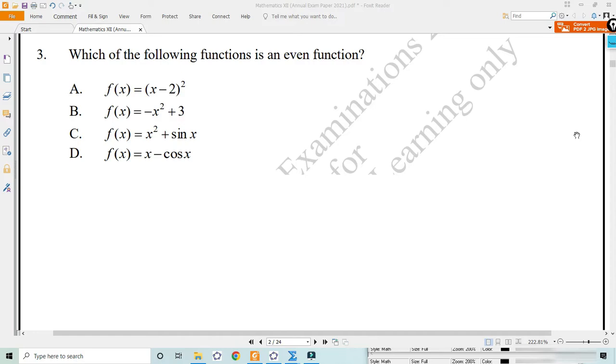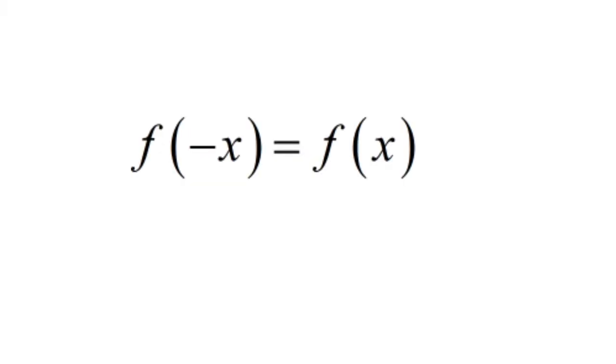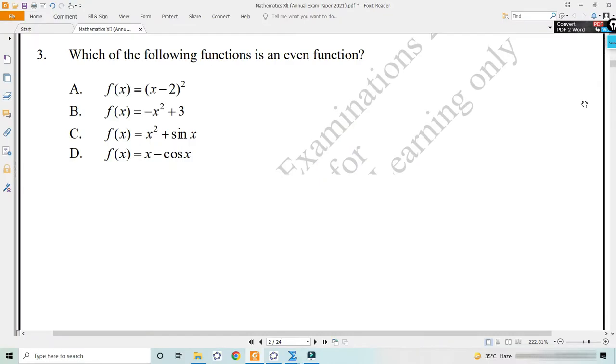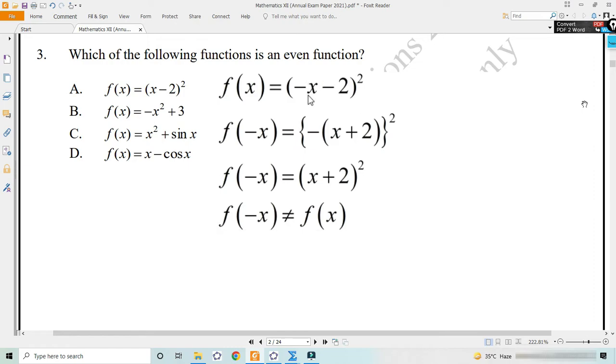MCQ number 3 says which of the following functions is an even function. We know that a function is said to be even function if f of negative x is equal to f of x. तो अब हम हर एक फंक्शन में x की जगह नेगेटिव x पुट करेंगे. अगर रिजल्ट गिवन फंक्शन ही आता है तो दैट विल बी द करेक्ट आंसर. तो हमने फर्स्ट फंक्शन में x की जगह नेगेटिव x पुट किया, देन x कॉमन, देन नेगेटिव का स्क्वायर, एंड द फंक्शन इज x plus 2 whole square.